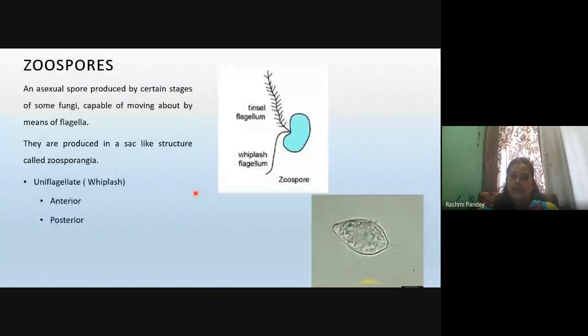Now, the types, they could be uniflagellated, that means having only one flagella, which we can see over here in the lower picture, which is having only one flagellum. Now, the flagella could be at the anterior or the posterior end. At any of the pole, the flagella could be present. And mostly, if it is a uniflagellate zoospore, it will have a whiplash kind of flagella. Now, whiplash is something like a whip, having the movement.